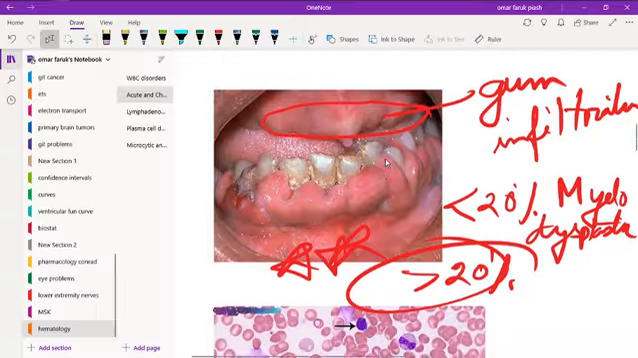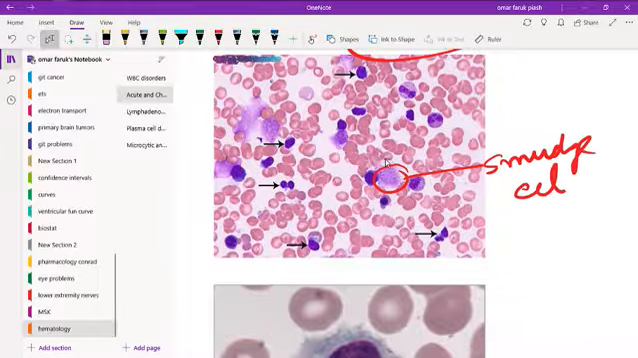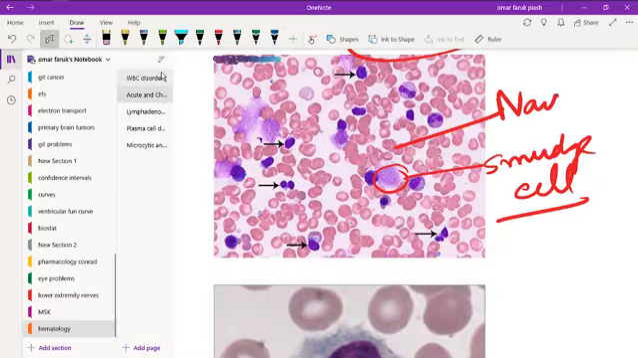Now I would like to discuss chronic leukemia. This is the picture of chronic leukemia. This is a smudge cell, and smudge cells are present in chronic lymphocytic leukemia. In chronic lymphocytic leukemia, there is neoplastic proliferation of the naive B cell.